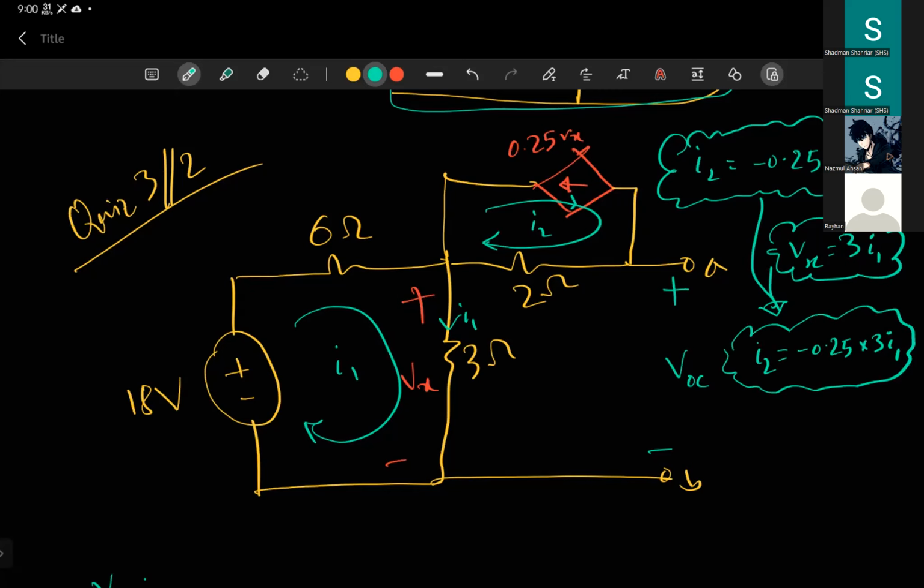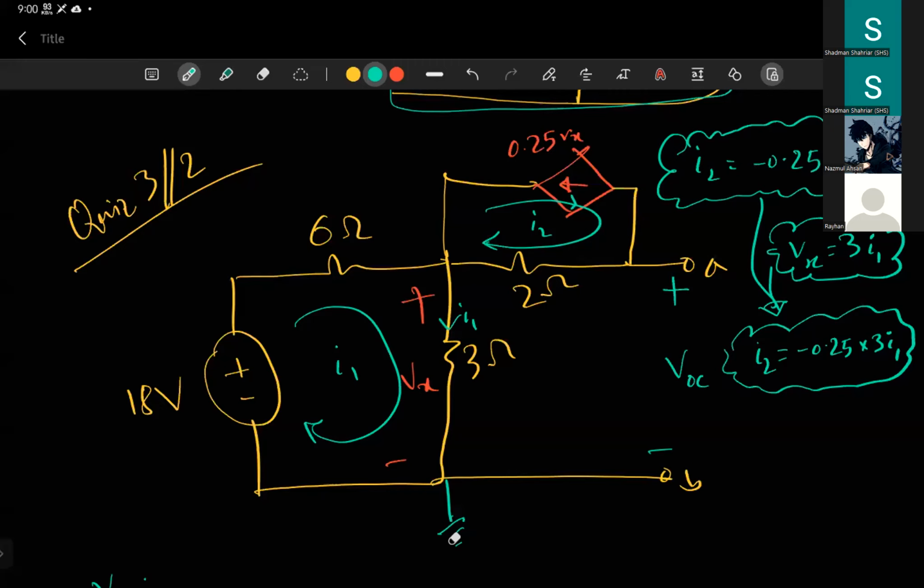Sure. If you want to note, this is your ground, this is 18 volts, this is V1, this is V2. Yes, sir. And you can write equations for V1 and V2. I'm just showing nodal. Okay, sorry, I'm just showing mesh analysis. Yes, I get it.